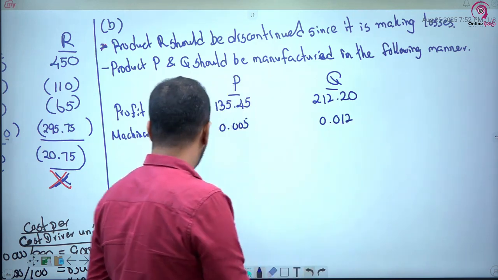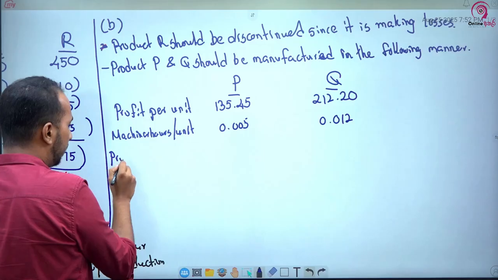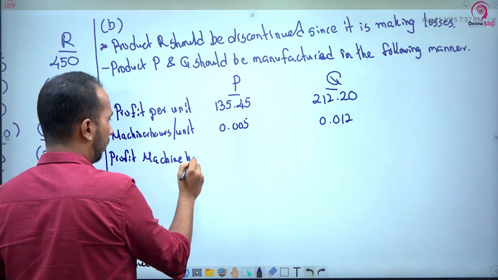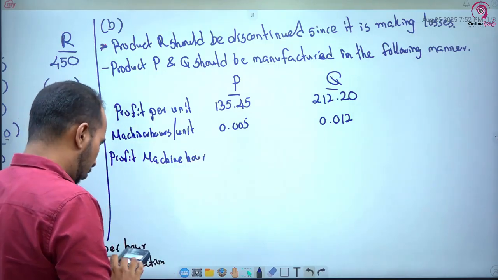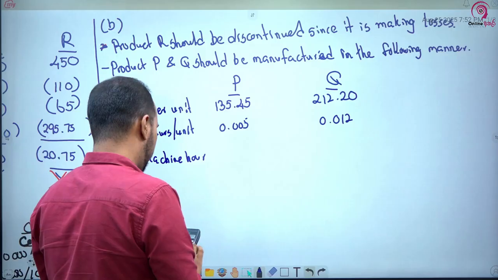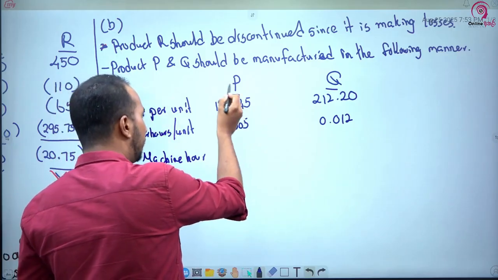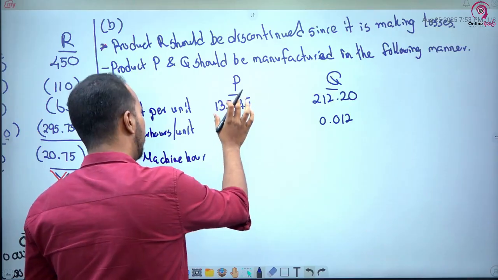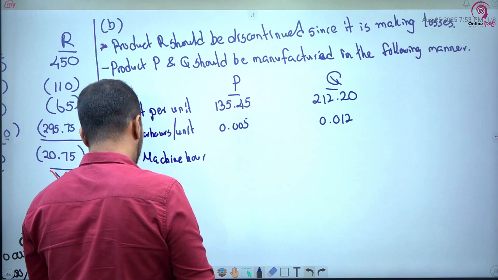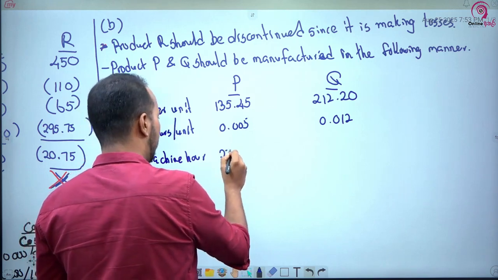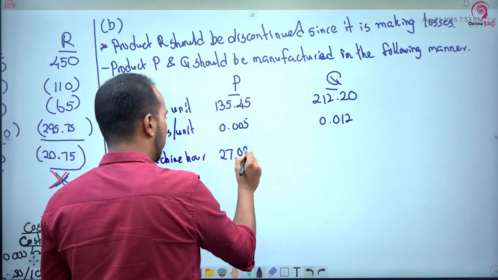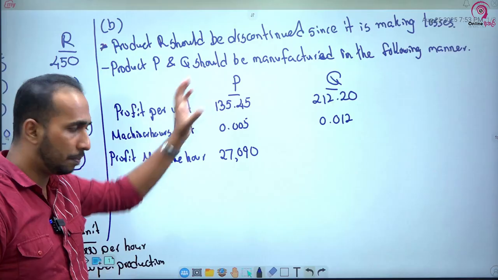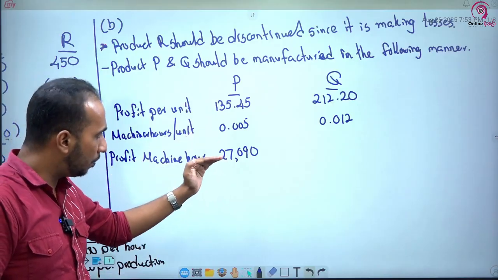Now you can calculate profit per machine hour. Profit per machine hour is 135.45 divided by, see how can you take that? Profit per unit divided by the machine hour per unit. Okay, so 135 and 45 cents divided by 0.005, it is 27,090 rupees. Okay.